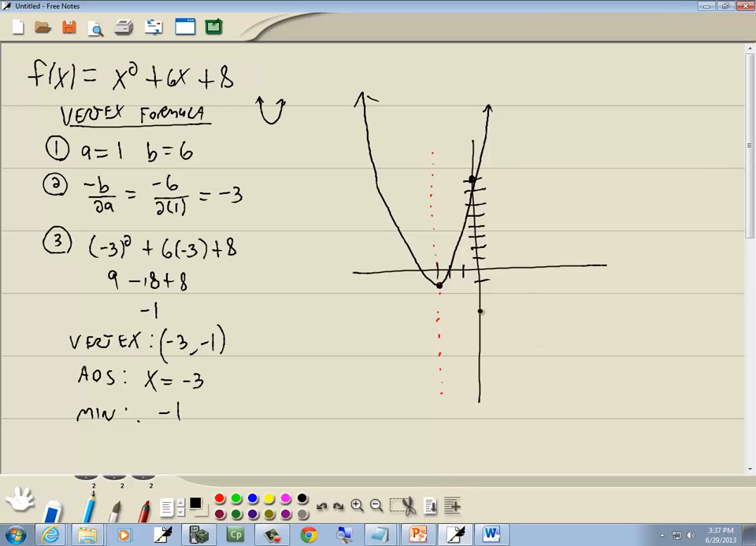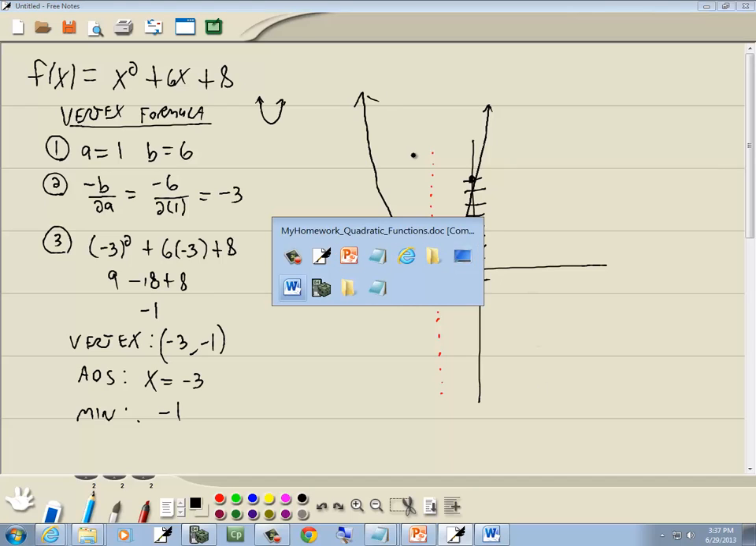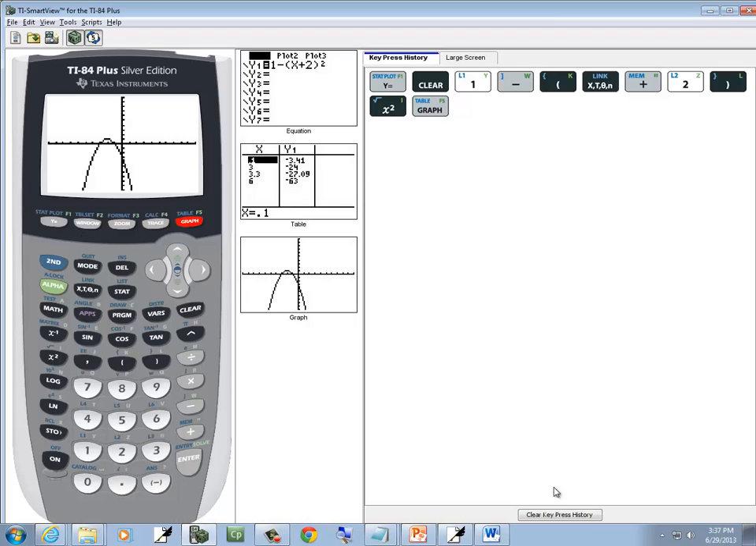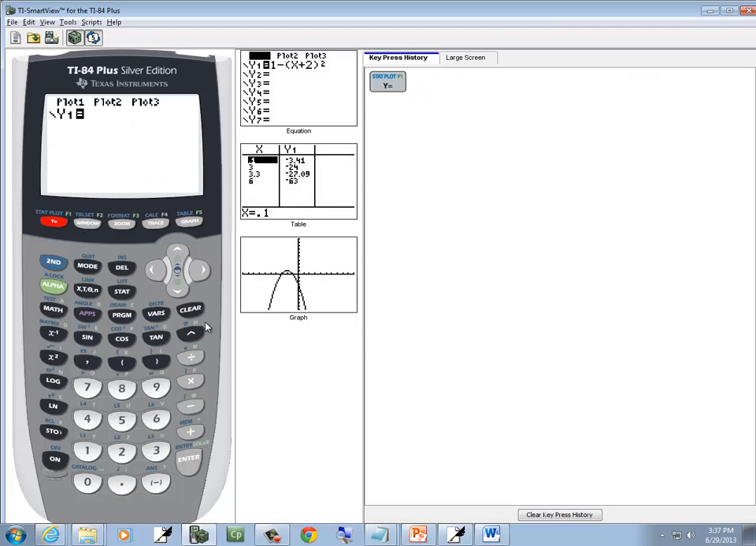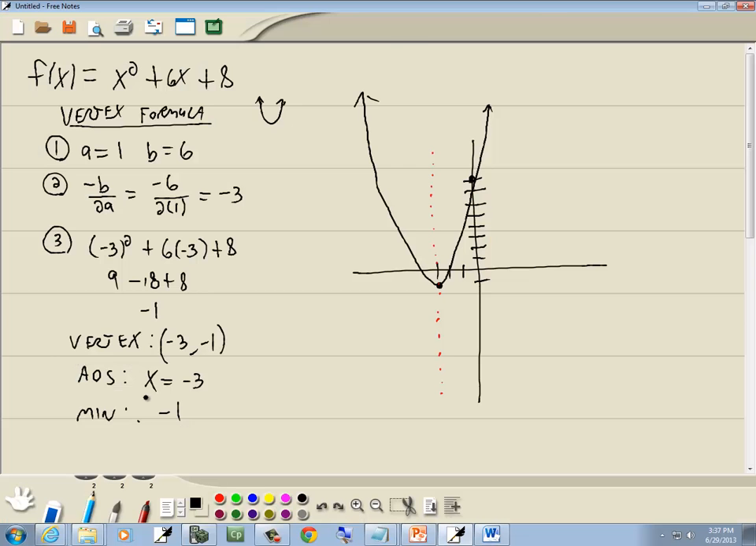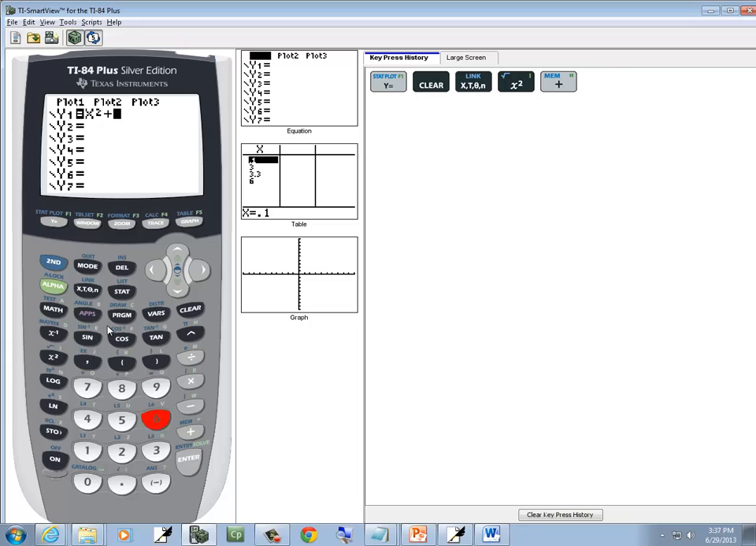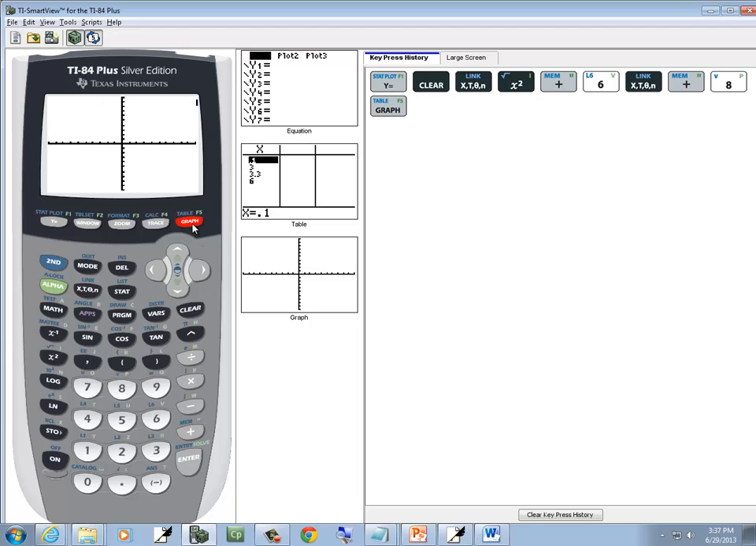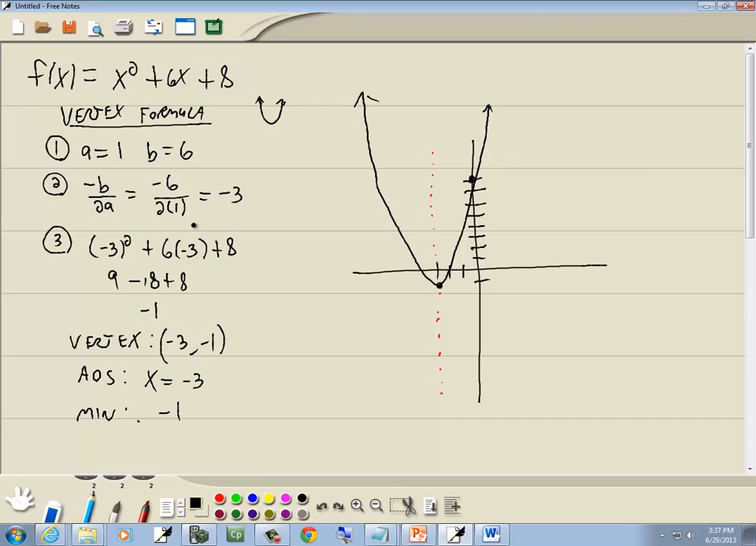Now for purposes of graphing, you can just plug it into your calculator for homework and tests in my class. So you just press y equals, clear, then x squared plus 6x plus 8, then graph. And it'll give you a much better graph than what I tried to sketch there. So it's just a sketch either way, but those are your answers.